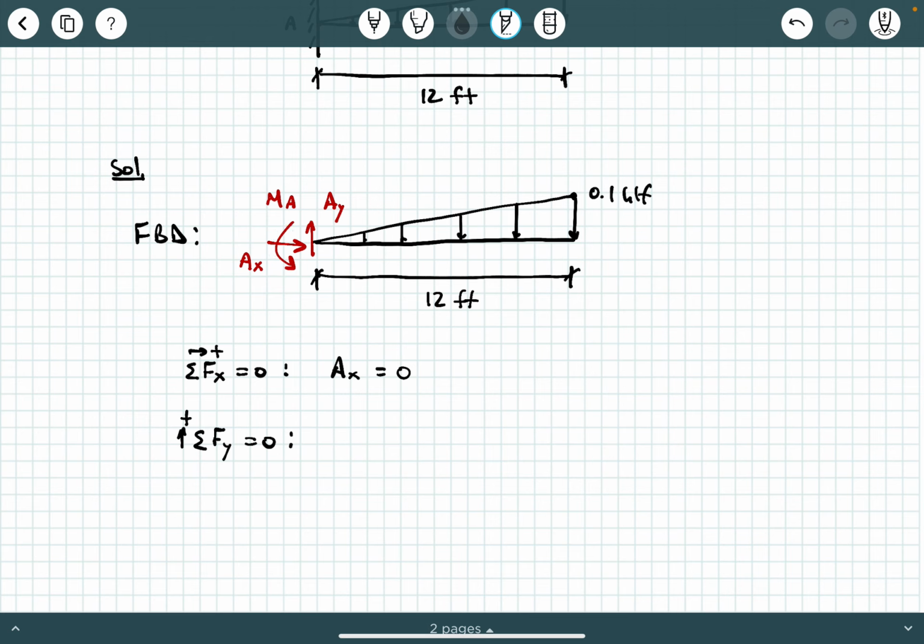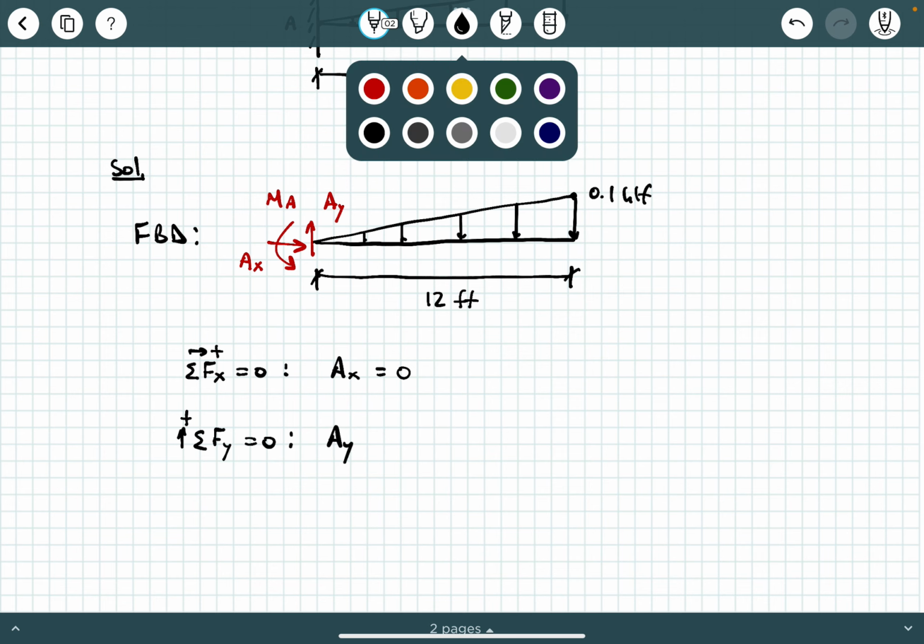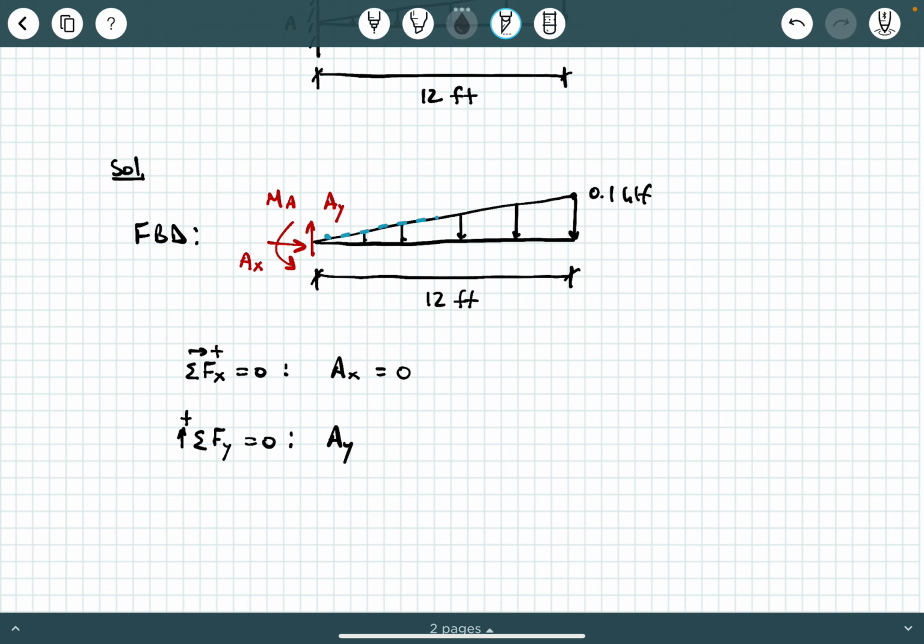MA is a rotation. It's not a force, that's a moment. So MA does not come into play here. But what about AY? Well, I'm going to say positive AY. Now, what else has a vertical component? Well, this linearly varying load has a vertical component. In fact, it's pointing down. So I'm going to say minus 1/2 times 0.1 KLF times 12 feet. And all that together, when I combine that together, is going to be equal to 0.